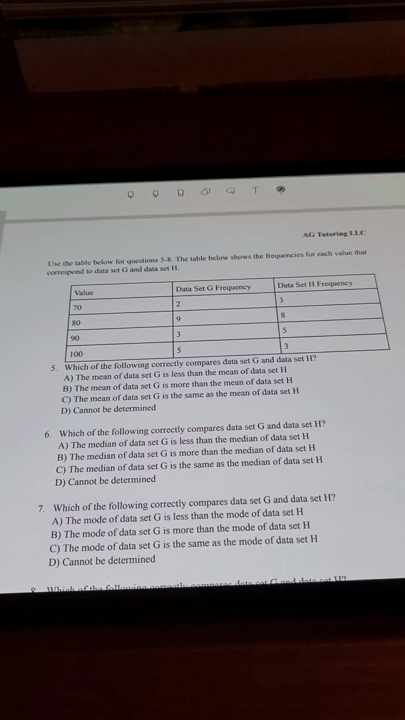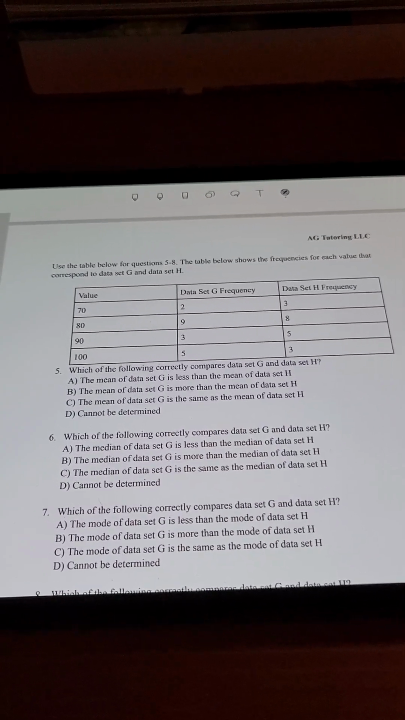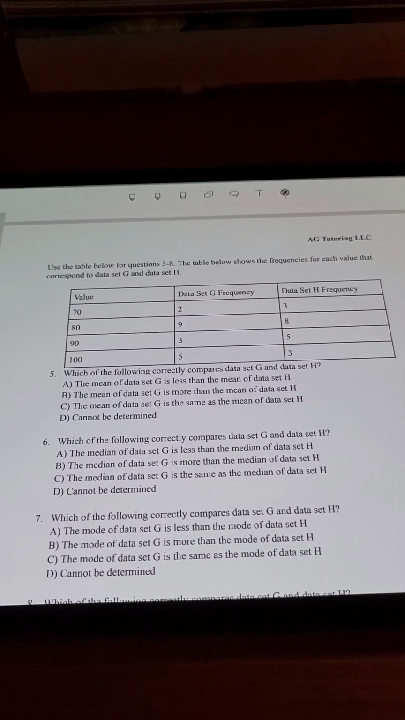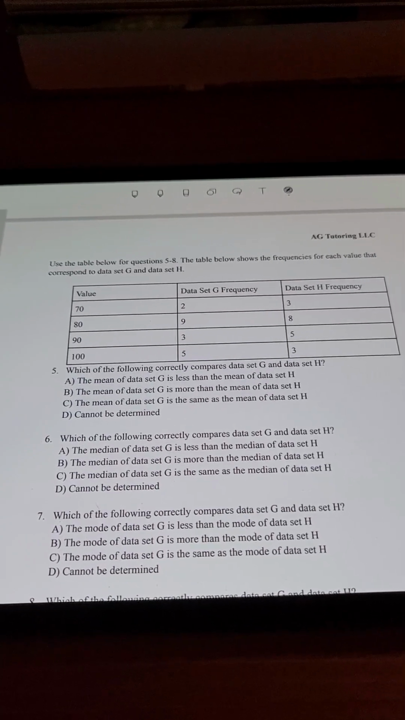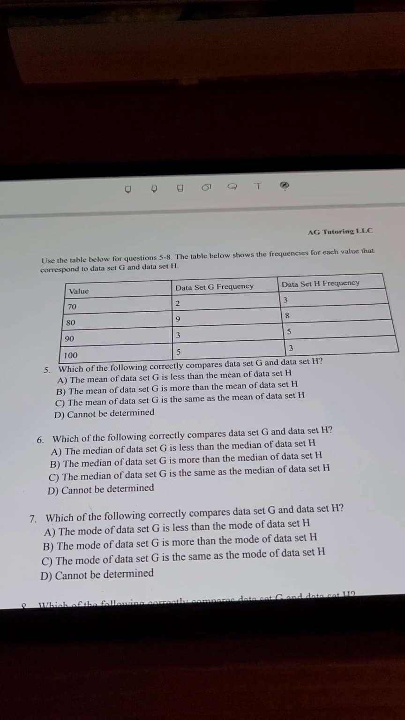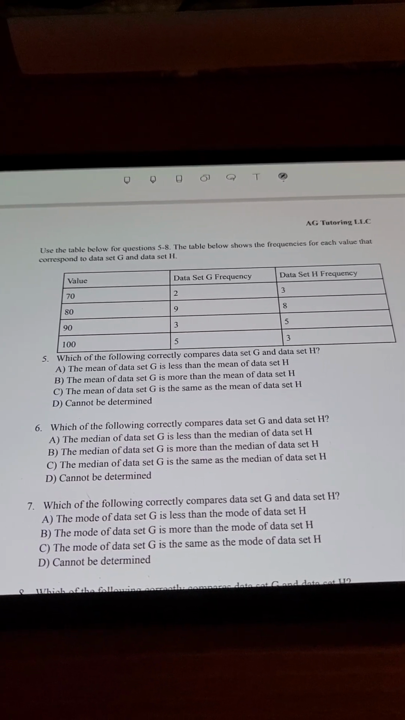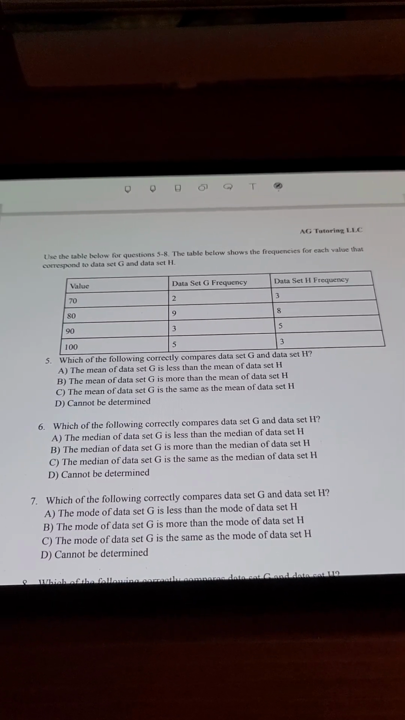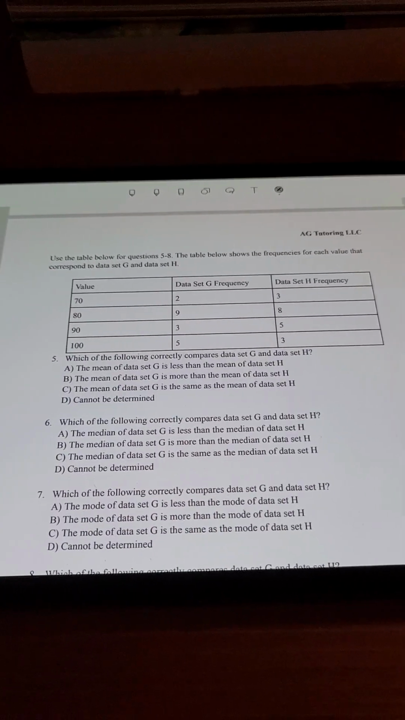So this is something you're likely to see on test day. They love these tables, especially when it comes to comparing data sets. You're probably going to see some sort of data set comparison question with two different data sets like this. So pause to read if you haven't already, and then we'll do number 5.